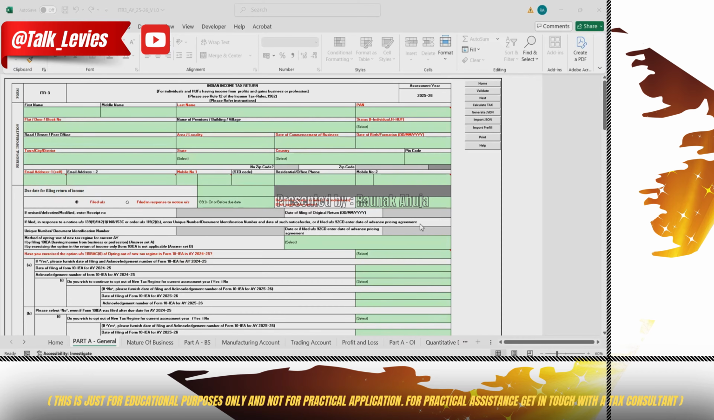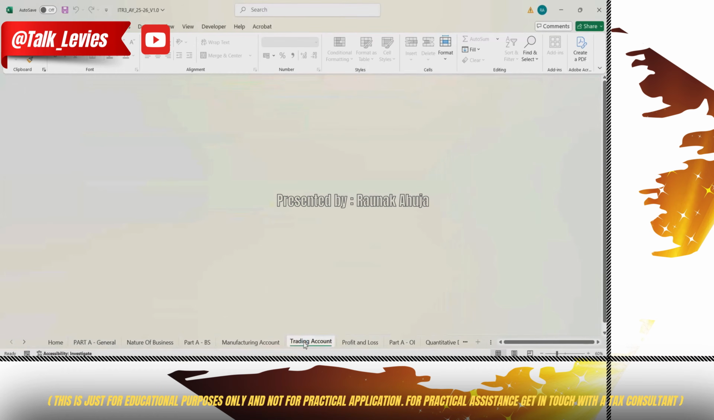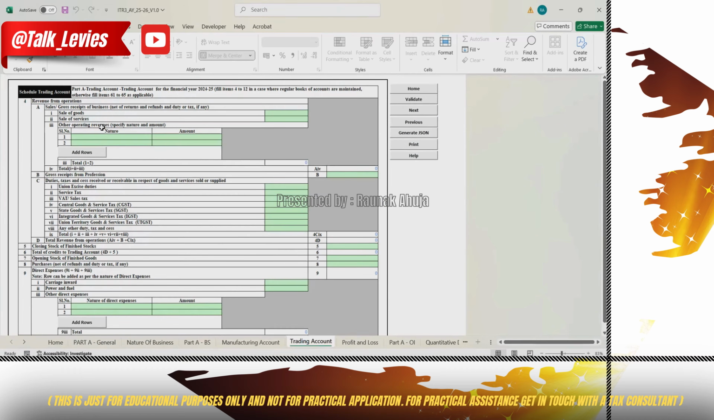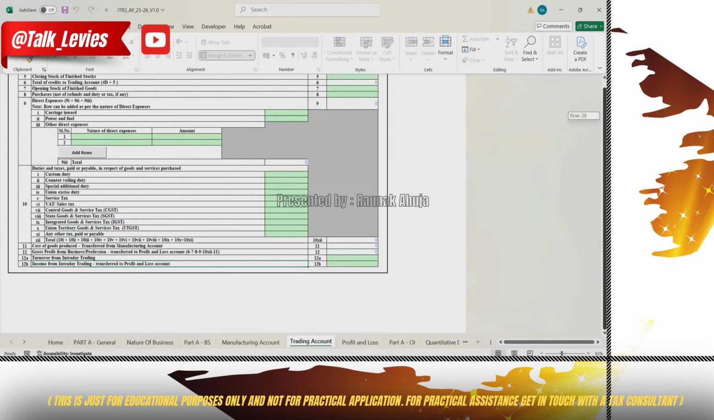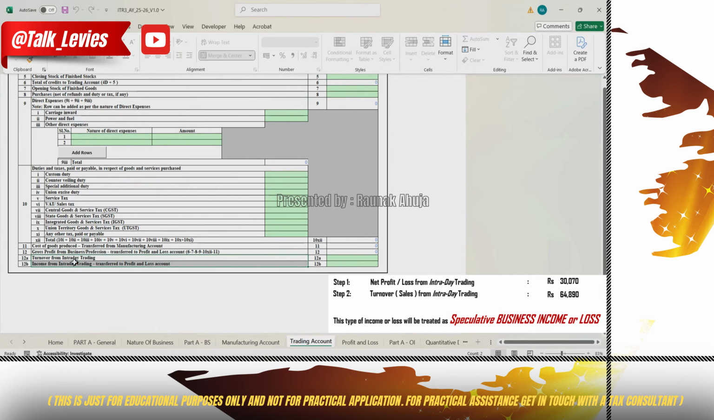However, if you maintain proper books of accounts, then in that case, after filling the Part A of the general schedule, move to the trading account schedule. That is this one. In the trading account schedule, move to the bottom to serial number 12. Here in serial number 12A and 12B, we'll be mentioning the turnover as well as the income from intraday trading. And the income.